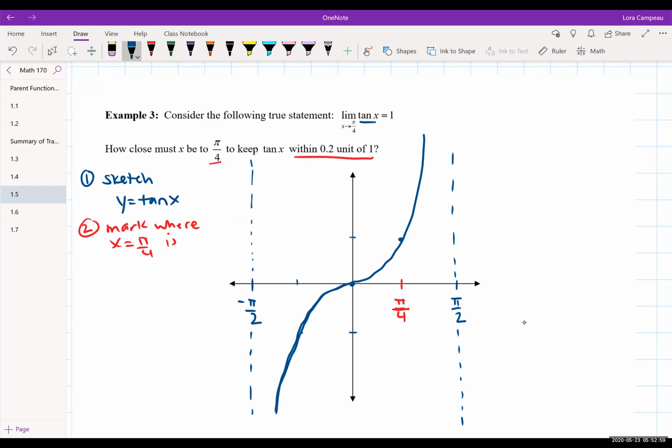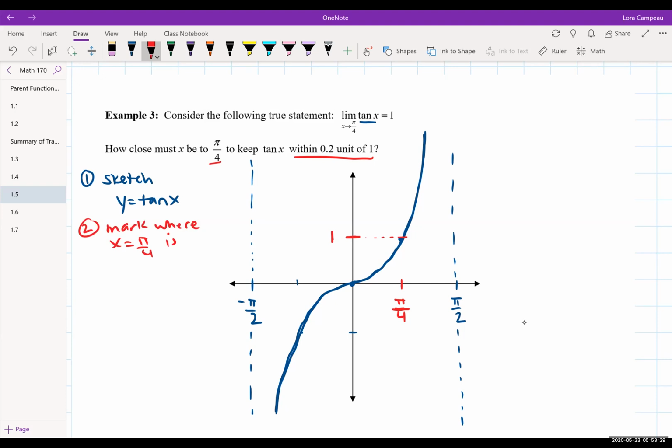You guys have erasers, you can kind of go from there. So we have an idea of our tangent graph. We have an idea of what it looks like at pi over 4. And the question is that we want to figure out within 0.2 units from 1. So it might be a good idea to figure out where the limit is 1.